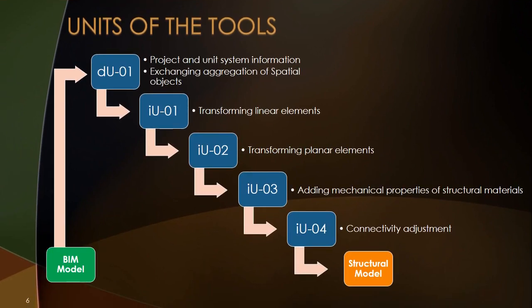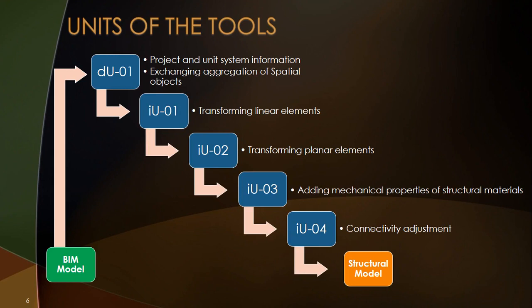So I did a case study to test this idea and to validate it. I developed a tool and mechanism for transformation of building information models to a structural analytical model. It has 5 units. One unit, which is called the direct unit, no information is being changed. So project and unit system information, special objects and their aggregation, we don't touch that information. We just directly exchange it to the output file.